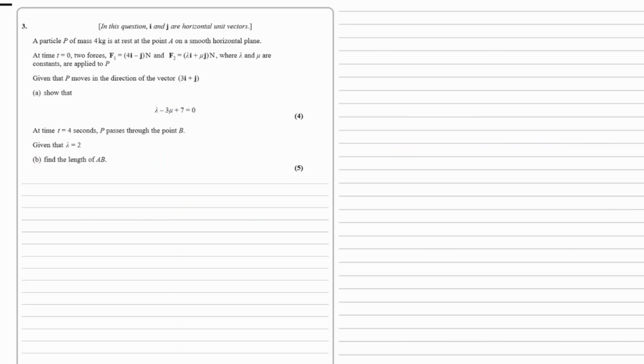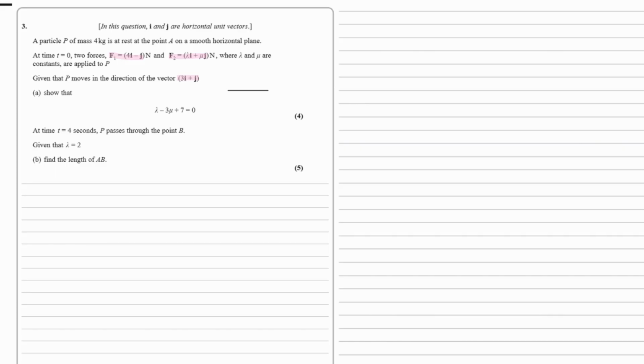Question 3. This was a question where a lot of students were not able to get the full marks. It says a particle P of mass 4 kg is at rest at the point A on a smooth horizontal plane. At time t is equal to 0, 2 forces F1, which is 4i minus j newtons, and F2, which is lambda i minus mu j newtons, where lambda and mu are constants, are applied to P. Given that P moves in the direction of the vector 3i plus j, show that lambda minus 3 mu plus 7 is equal to 0.